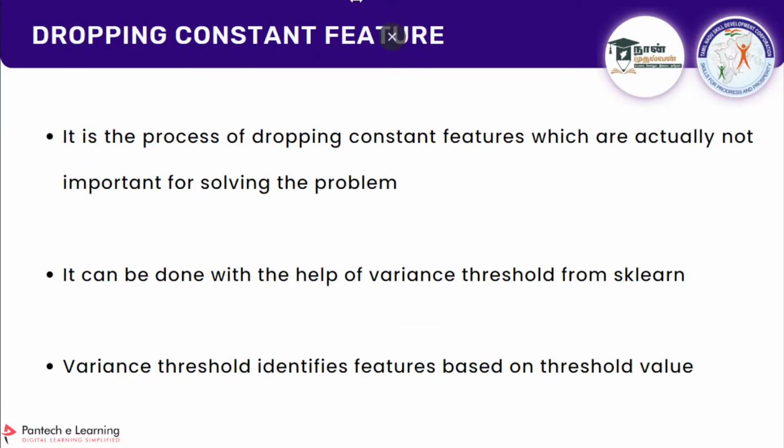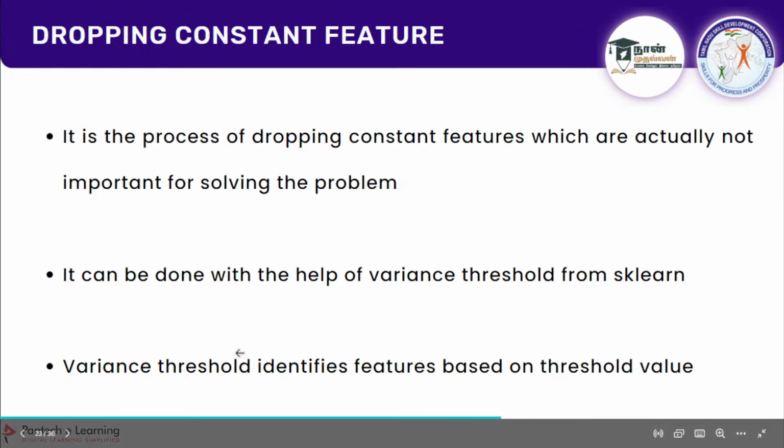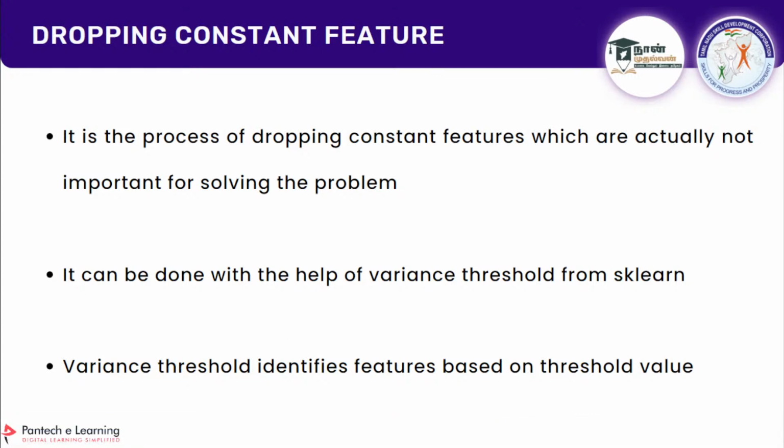First one is dropping constant features. For example, if a column's value is constant in all the rows, it is obviously not going to decide anything in your data, because it's the same for everyone. So you can just remove it. How to do it? It can be done with the help of VarianceThreshold from sklearn. If you want to give some other threshold value, you can. If it is constant, you give 0. If you want to remove columns which have only 0.2 variation, you can go with the threshold value.